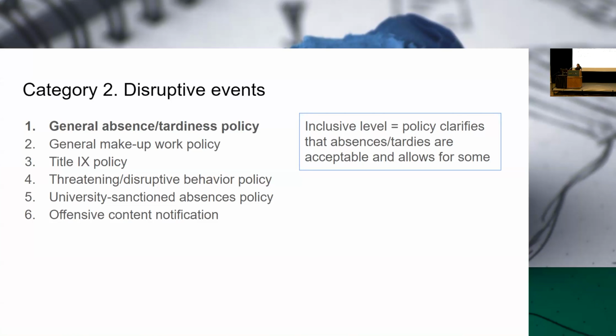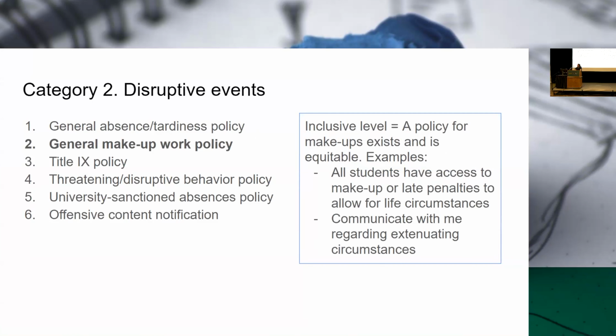So the next category is disruptive events. The ones we're going to highlight are a general absence or tardiness policy, kind of hitting that inclusive level, would be a policy that clarifies that some absences and tardies are acceptable and the conditions under which they're allowed. A general makeup work policy exists and is equitable. Examples would be all students have access to makeup or late work, or late penalties that allow for life circumstances, and to communicate with the instructor regarding extenuating circumstances.